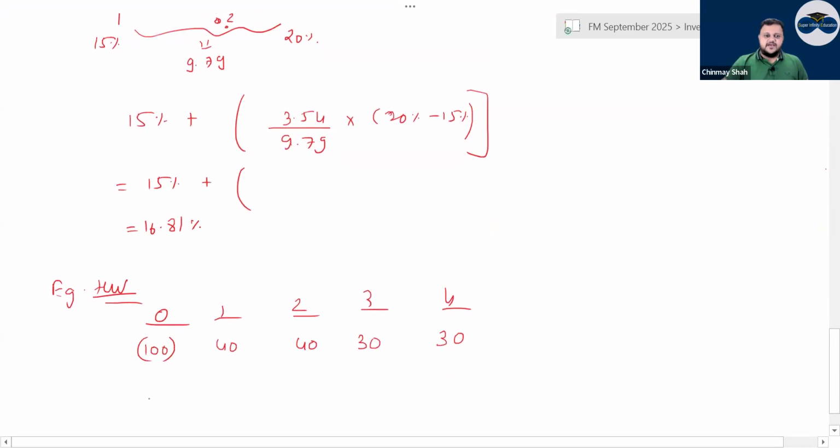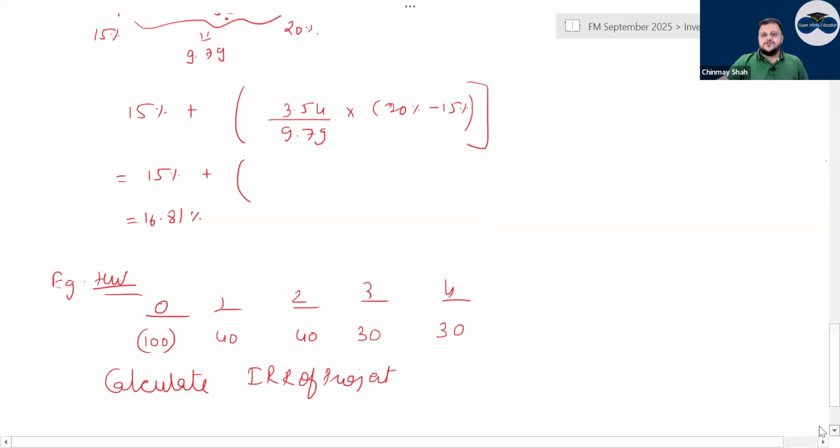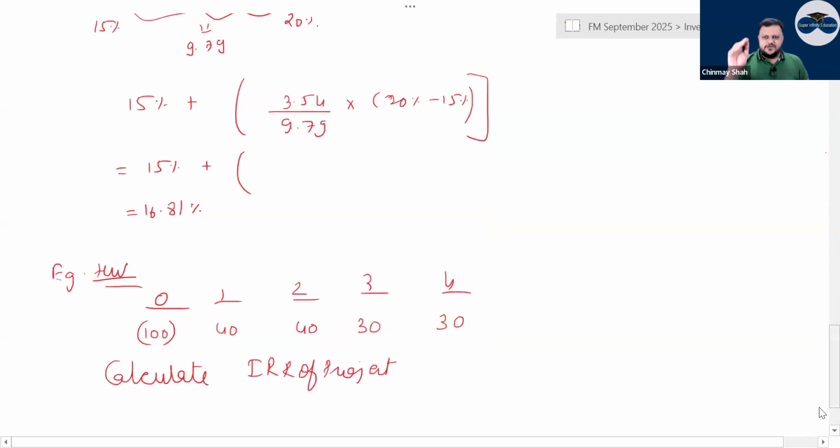Now I have said, calculate the IRR of the project. I have not given the rates, correct? So how will you go about it? Try to do it. Let me tell you, use 4 rates: 5%, 10, 15 and 20. Wherever you find the range to be less, use that one.